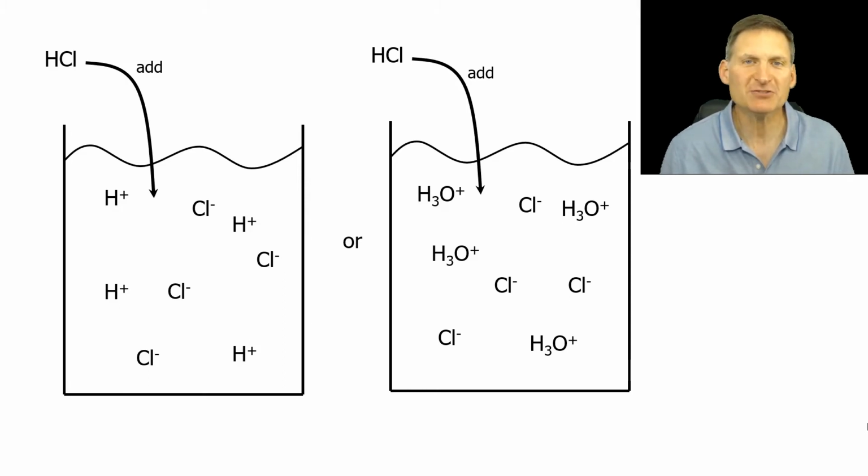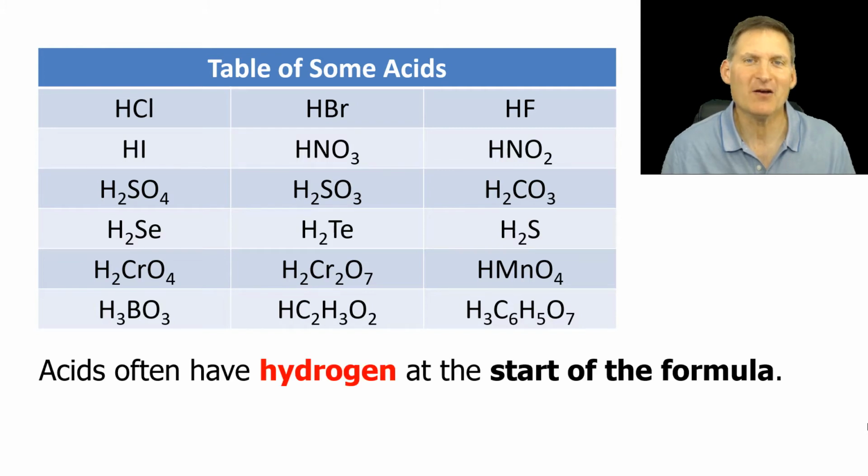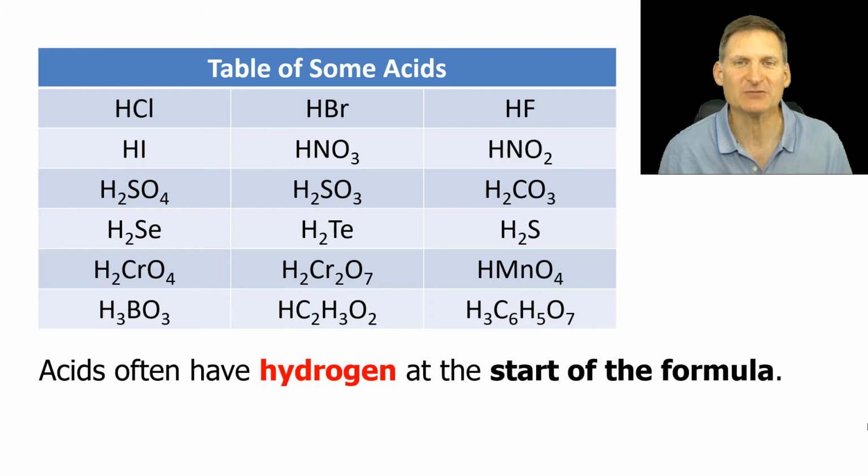Okay. So what we've seen so far is some ways to define an acid. We'll see more ways later in the course. But the main thing you need to know for now is what you see here. Do you notice anything that all these formulas have in common? Hopefully it's obvious they all have hydrogen at the start of the formula. And that's what I want you to recognize for now. Acids often, but not always, have hydrogen at the start of the formula. Don't worry about the exceptions for now.